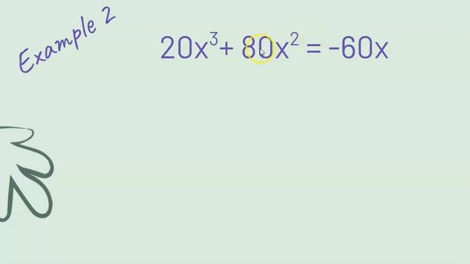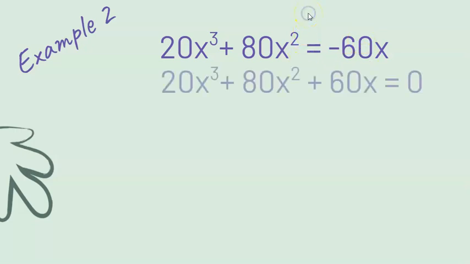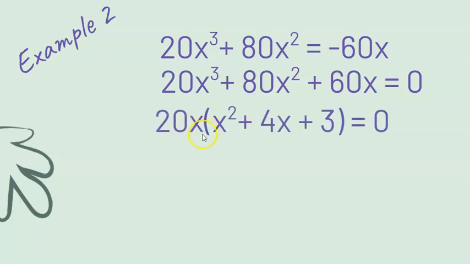Example 2. Now this is an example where we are not starting out equal to 0. So I'm going to need to add this 60x to the other side. So again, you want to make sure you do the opposite. Since it's a negative 60, I'm going to add it, so it'll be a positive 60 on the other side. And then I'm going to look for a GCF. In this case, that would be a 20x. When I take out that 20x, I get x squared plus 4x plus 3, which is our trinomial.